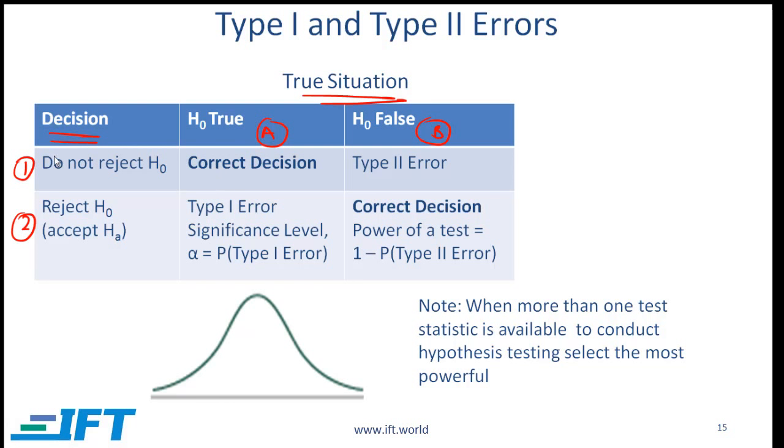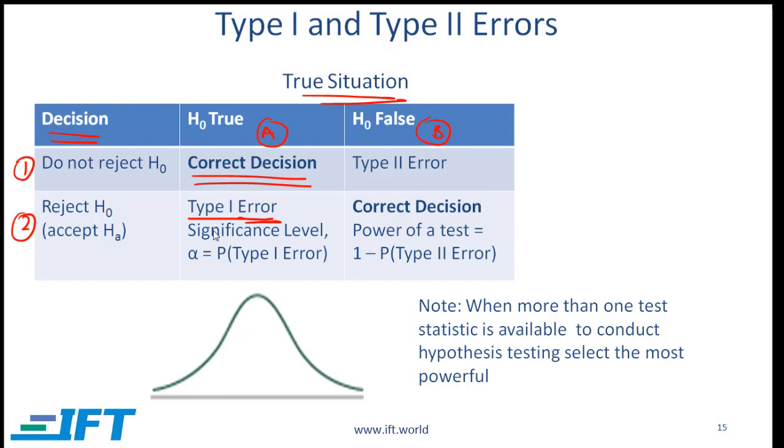Scenario one is that your decision is do not reject the null hypothesis, while in reality, the null hypothesis is true. So this would be a correct decision. The other possibility is that you reject the null hypothesis, which means that you essentially accept the alternate, but in reality, the null hypothesis is true. So this is clearly an error, and this type of error is called a type 1 error.